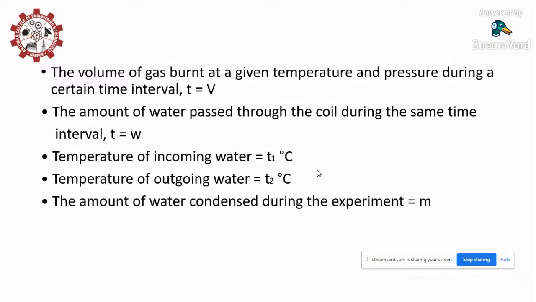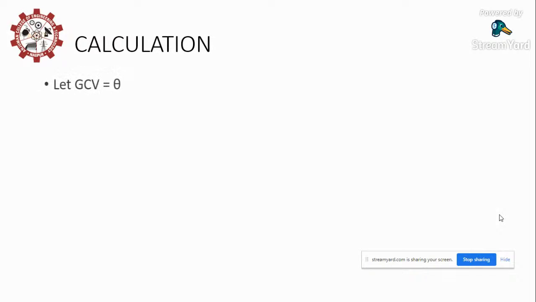And let us find out the amount of water which has been condensed during the experiment, that is M. This is the water which has been collected in the tray in the form of condensate. Okay. Now let us go with the calculation part. We know that GCV is being given, or we assume that let the GCV be theta.